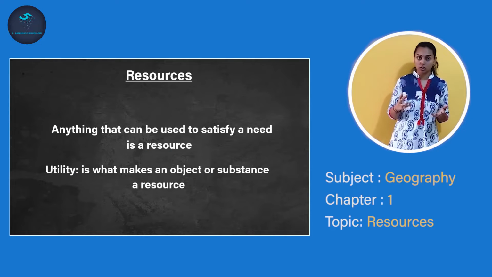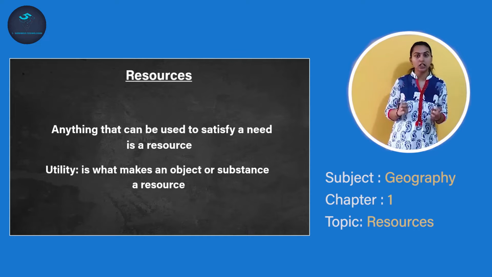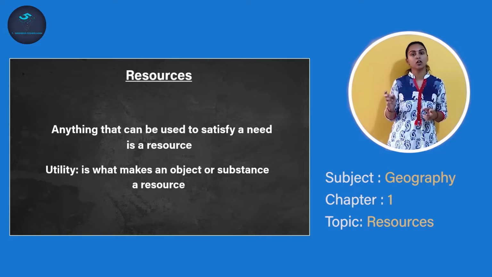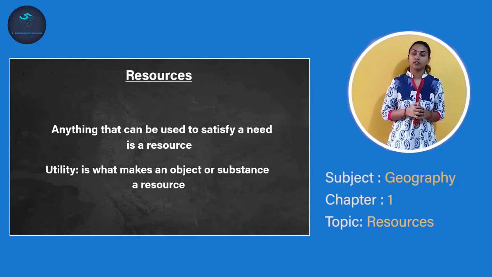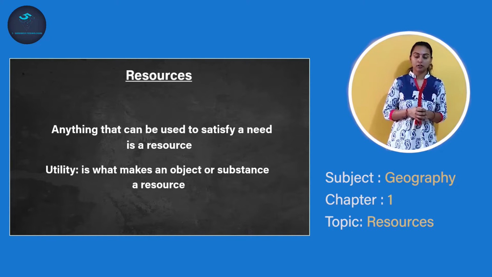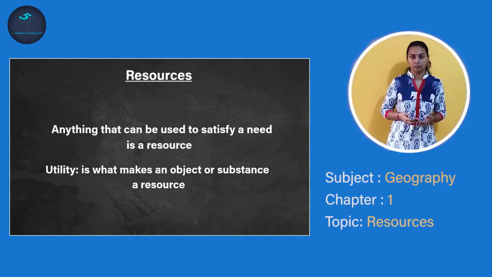Now all these resources have some utility or usability. Any object or substance that has its own usability or utility is a resource. Fine? For example, the clothes I am wearing right now are a resource for me. Why? What utility are they giving to me? They are covering my body and also I look presentable in them. So that is a utility to me.